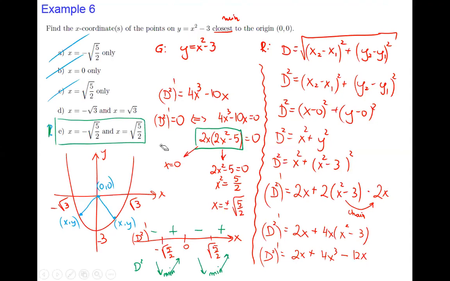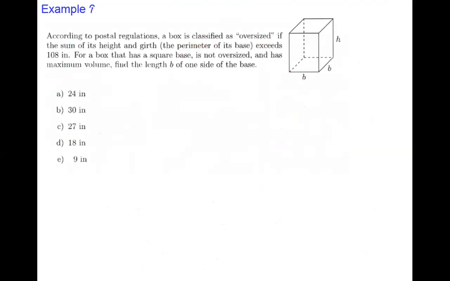Yes, the points, that means not this one, the negative square root of 5 over 2 and positive square root of 5 over 2. We almost got an answer almost at the beginning, right? But you can see how nice it is to draw the situation and remember the distance. Even if it looks complicated, it's not. Okay, let's do one more.